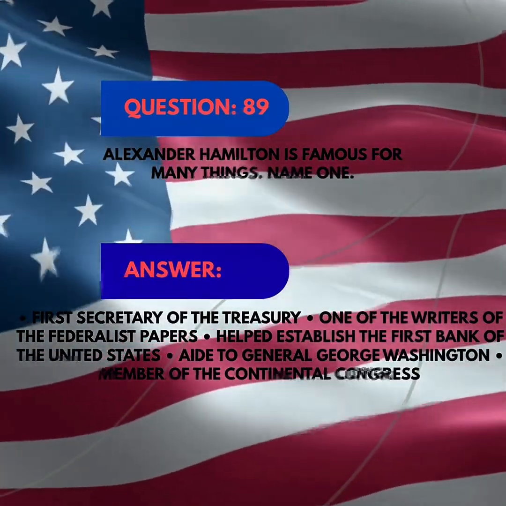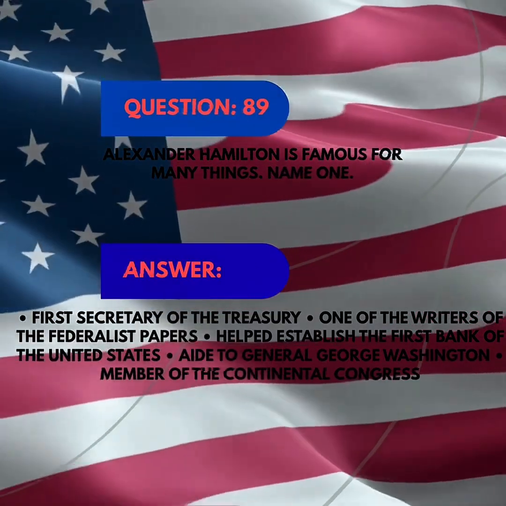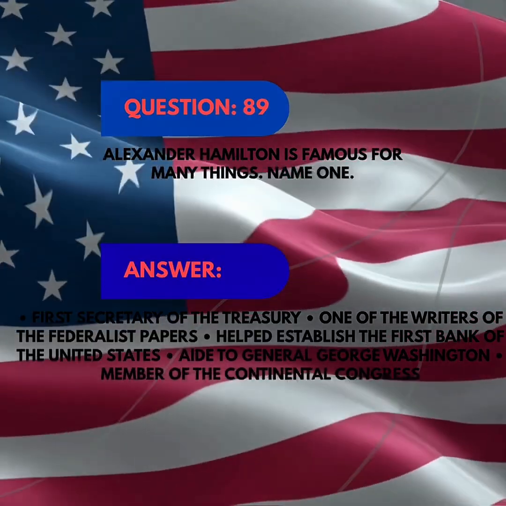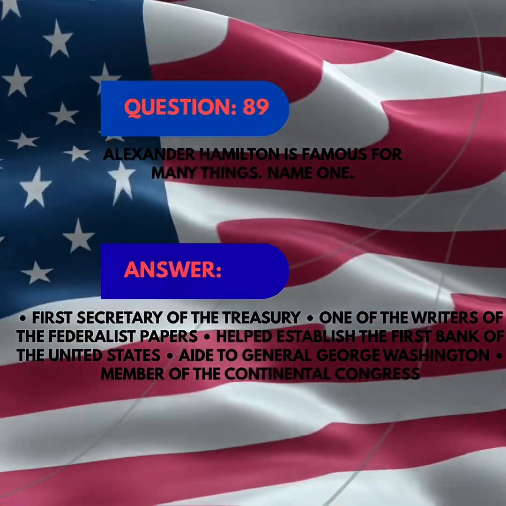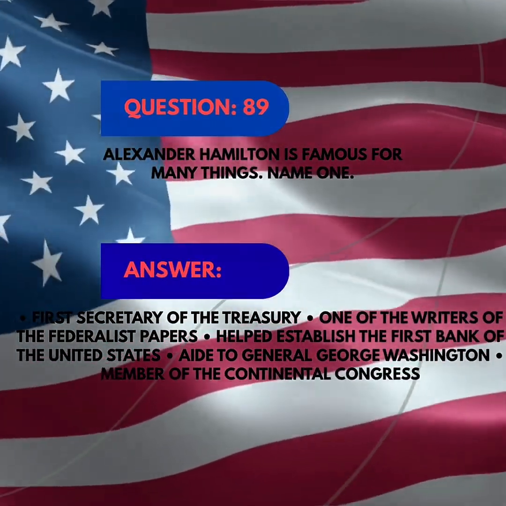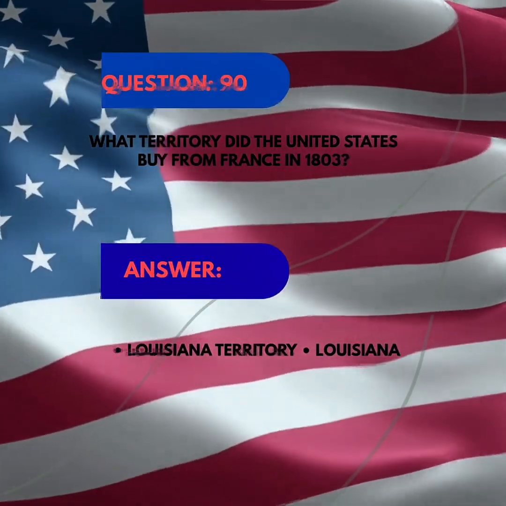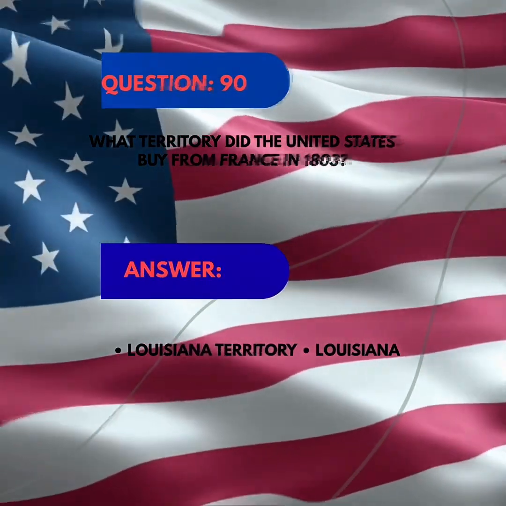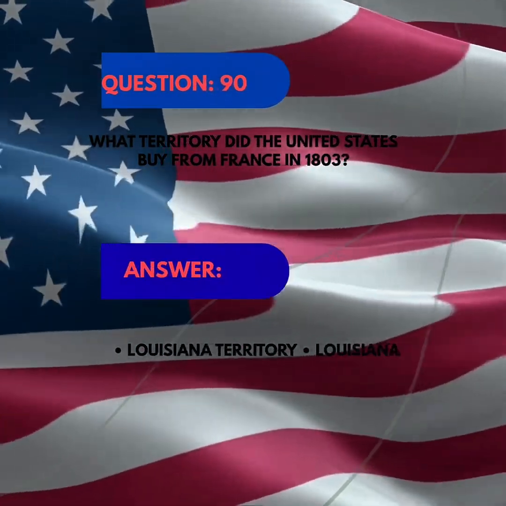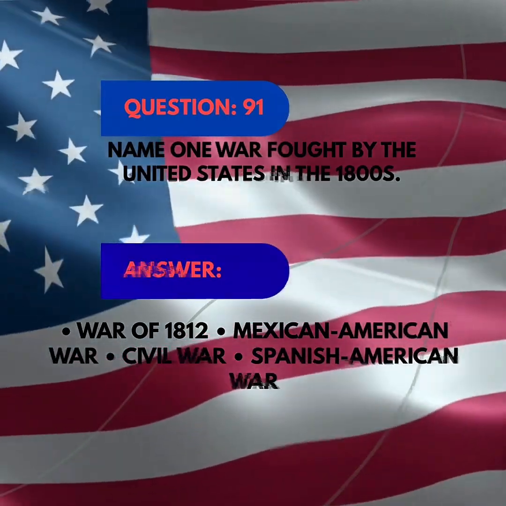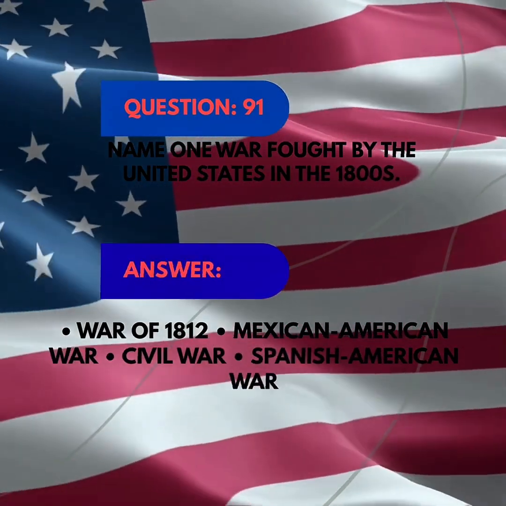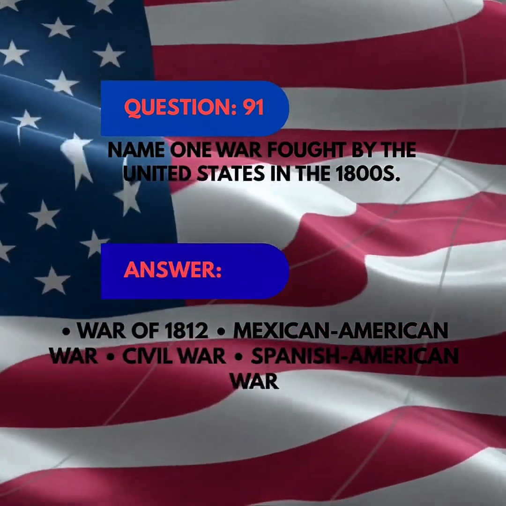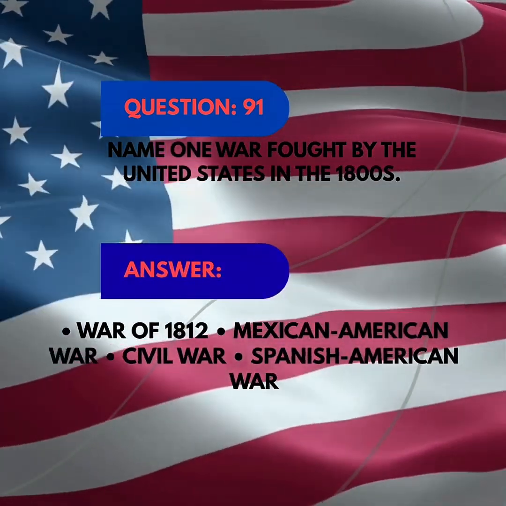Question 89. Alexander Hamilton is famous for many things. Name one. Answer: he was the first Secretary of the Treasury, helped establish the first Bank of the United States, and was one of the writers of the Federalist Papers. Question 90. What territory did the United States buy from France in 1803? Answer: the Louisiana Territory. Question 91. Name one war fought by the United States in the 1800s. Answer: the War of 1812, the Mexican-American War, the Civil War, and the Spanish-American War.